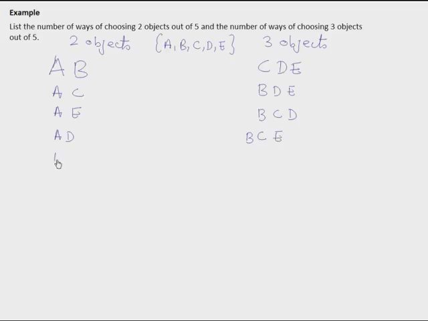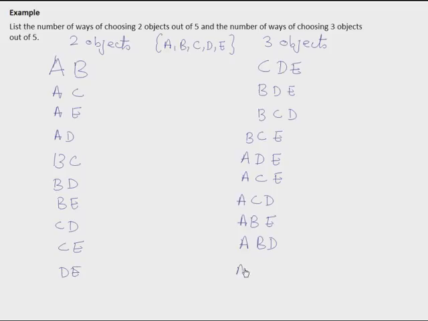Then I choose B, C. So I choose A, D, E. I choose B, D. So I choose A, C, E. I choose B, E. So I choose A, C, D. I choose C, D. So I choose A, B, E. I choose C, E. Correspondingly choose A, B, D. And I choose D, E, which gives me A, B, C.